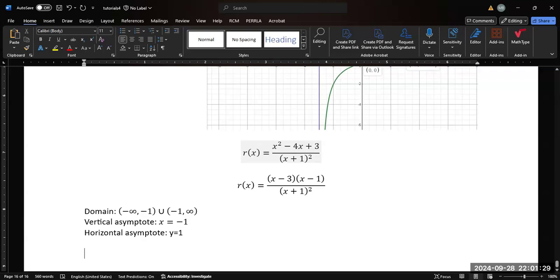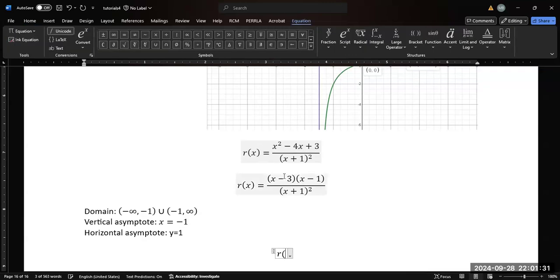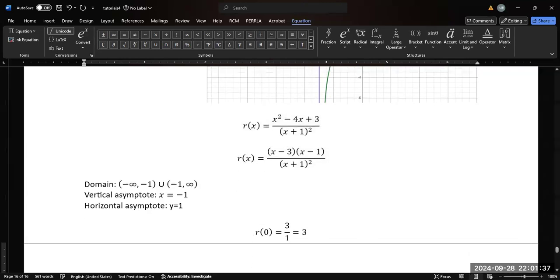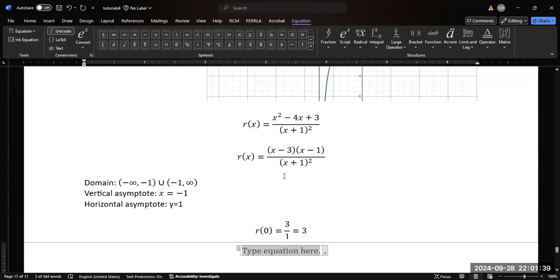Let's see about my y-intercept. When x is 0, I am going to get 3 over 1, which is 3. And if I set the whole thing equal to 0, then my numerator being equal to 0 will get me my x intercepts, which will be at x equals 3 and x equals 1.